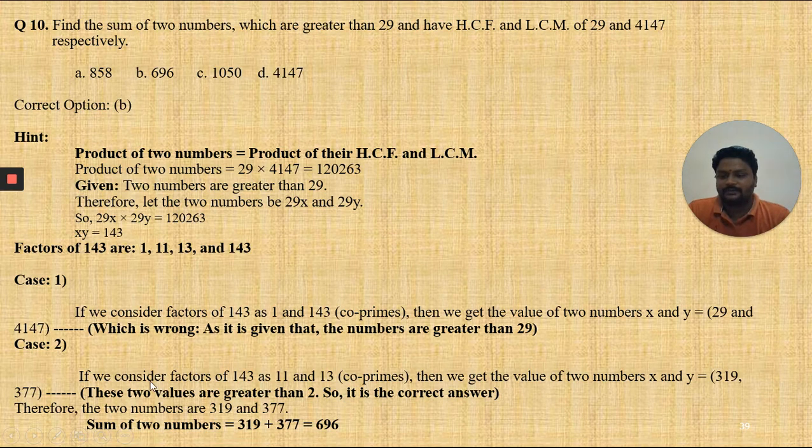So case 2: if we consider the co-prime factors of 143, 11 and 13, then we get the two numbers as 319 and 377. These two values are greater than 29, so it is the correct answer. So the sum of these two numbers is equal to 319 plus 377, which is 696. So option B is correct.